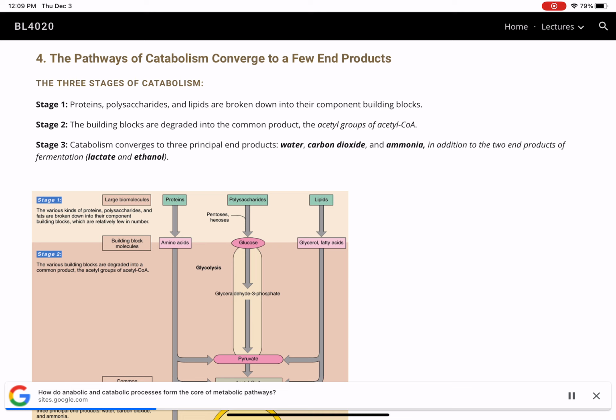The 3 stages of catabolism. Stage 1. Proteins, polysaccharides, and lipids are broken down into their component building blocks. Stage 2. The building blocks are degraded into the common product, the acetyl groups of acetyl-CoA. Stage 3. Catabolism converges to 3 principal end products: water, carbon dioxide, and ammonia, in addition to the 2 end products of fermentation, lactate and ethanol.